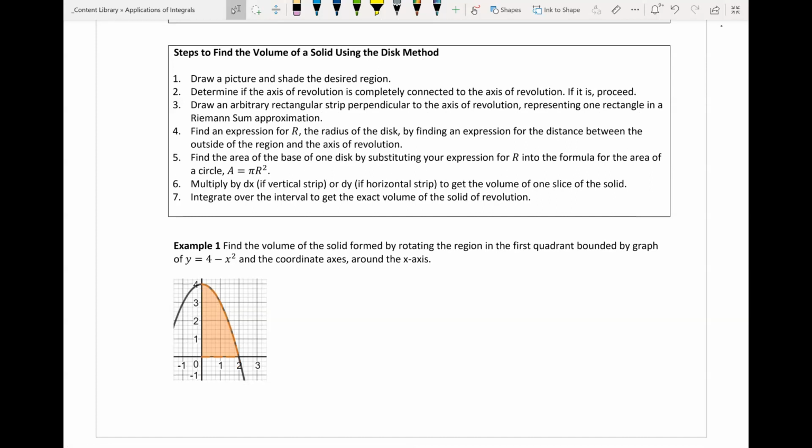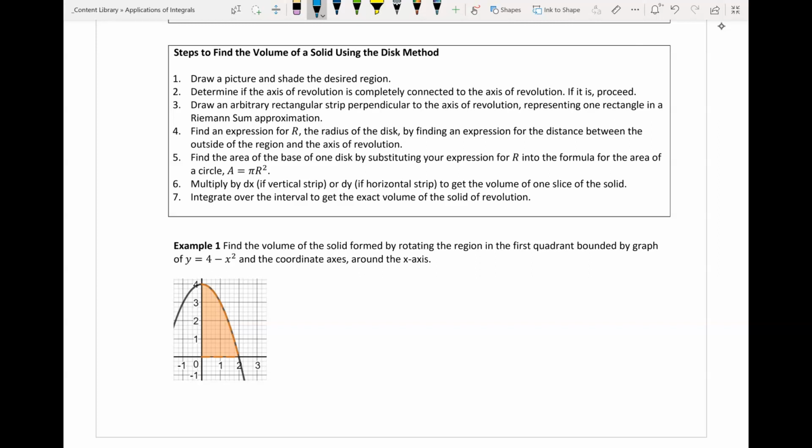So here are the steps in finding the volume of a solid using the disk method. First, draw a picture and shade in the desired region. Then determine if the axis of revolution is completely connected to the region. If it is, we can continue on and use the disk method. If not, we have to use an alternate method, which we are going to learn in the next few lessons. Then draw an arbitrary rectangular strip perpendicular to the axis of revolution. This represents one rectangle in the Riemann sum approximation.